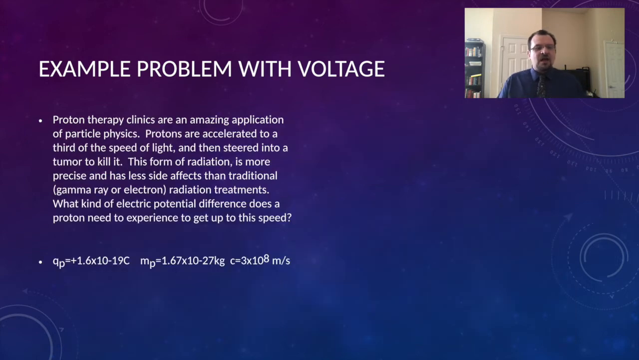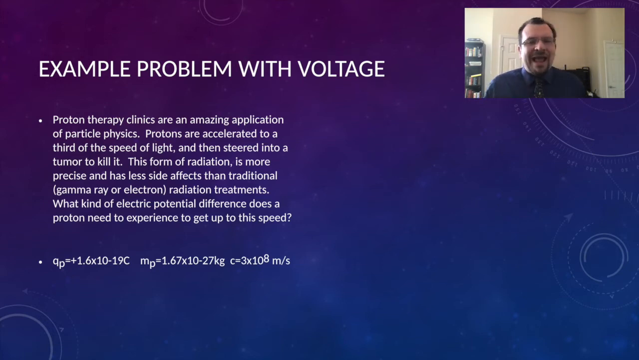So we need to know the charge of a proton, and that's the fundamental charge. Fundamental charge, you might remember from chemistry, is 1.6 times 10 to the negative 19 coulombs. We also need to know the mass of the proton. I looked that up, and the mass of the proton is 1.67 times 10 to the minus 27 kilograms. And then we also need to know the speed of light, or c. That's 3 times 10 to the 8th meters per second.